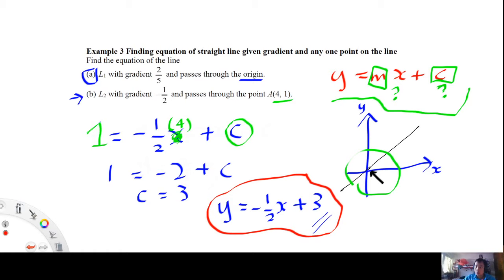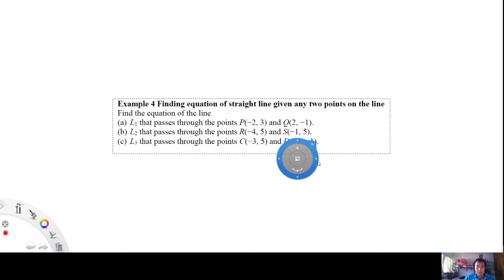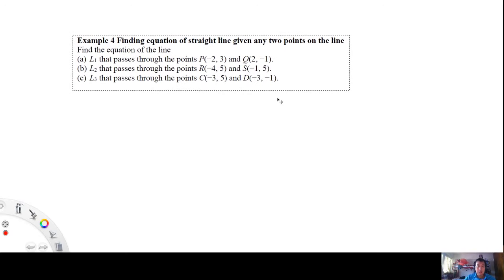Okay, so there are several cases, but you need to know what happens when they just give you 2 points. Spoiler alert, you just have to find the gradient first. It's a 2-part process. I should be done in about 5 more minutes, and then you can go off and start your work. Just to let you know, the last one I think is kind of a trick question because it's a vertical line, but let's talk about A first.